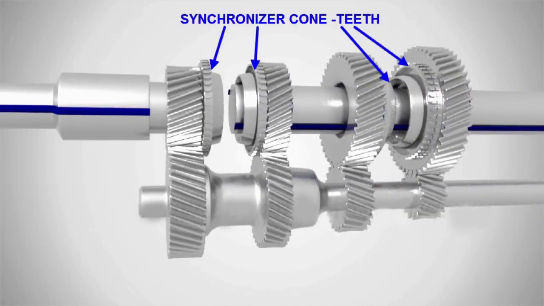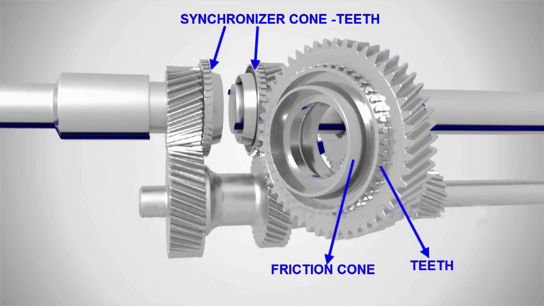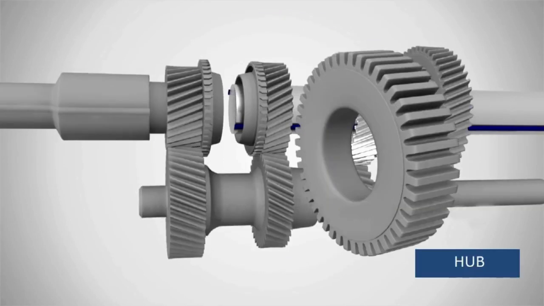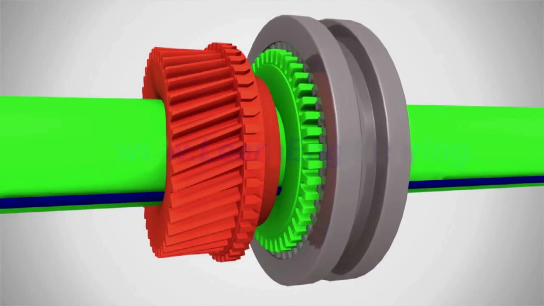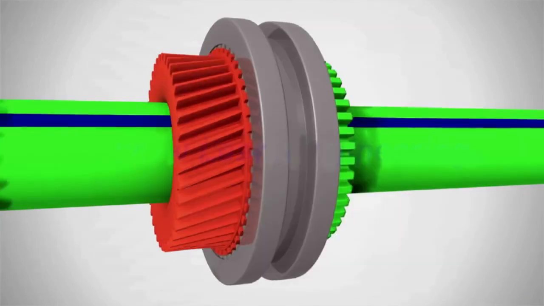Here, the main shaft has a synchronizer teeth arrangement. This is a hub and it is fixed to the shaft. This is a sleeve and it is free to slide over the shaft. If this sleeve gets connected to the teeth of the synchronizer cone, the gear and the shaft will turn together. But during gearbox operation, the shaft and the gear will be rotating at different speeds. So it is not an easy task.